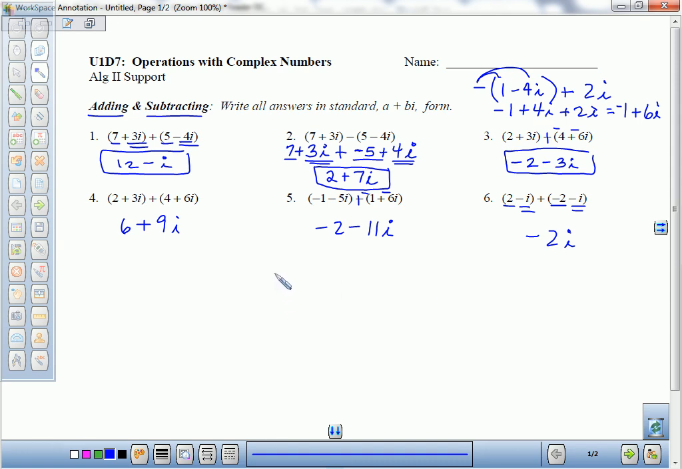Okay, I didn't do one like this, but what if you had like 4i minus 3 minus 2i plus 5 minus i? Okay? All right, so try that one either on the back or at the top. So here's a more challenging, you try.